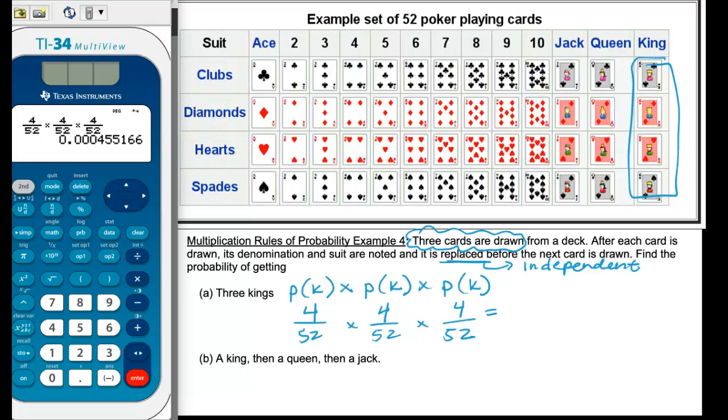So it depends on what type of answer you're looking for. If you're looking for a decimal answer, I'm just going to put approximately down here. Let's say it asks for 5 decimal places. So you could write 0.00046. So if it asks for a decimal, then you're all set.